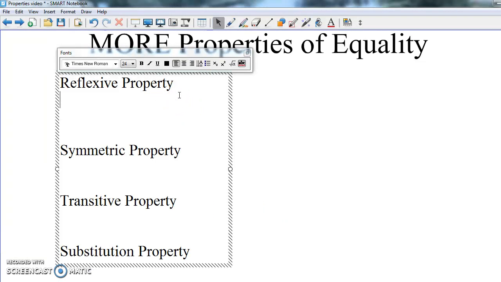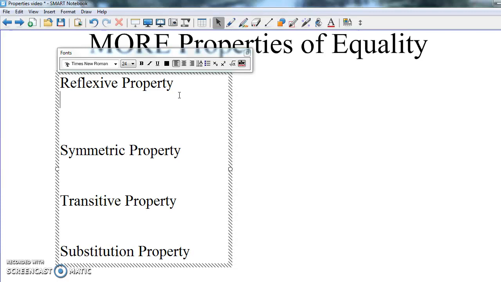So reflexive property is to identify that the same item is equal, and a geometry example of that could be that 2 items are sharing the same side, so you want to identify that that side is the same even though it's 2 different figures having it.